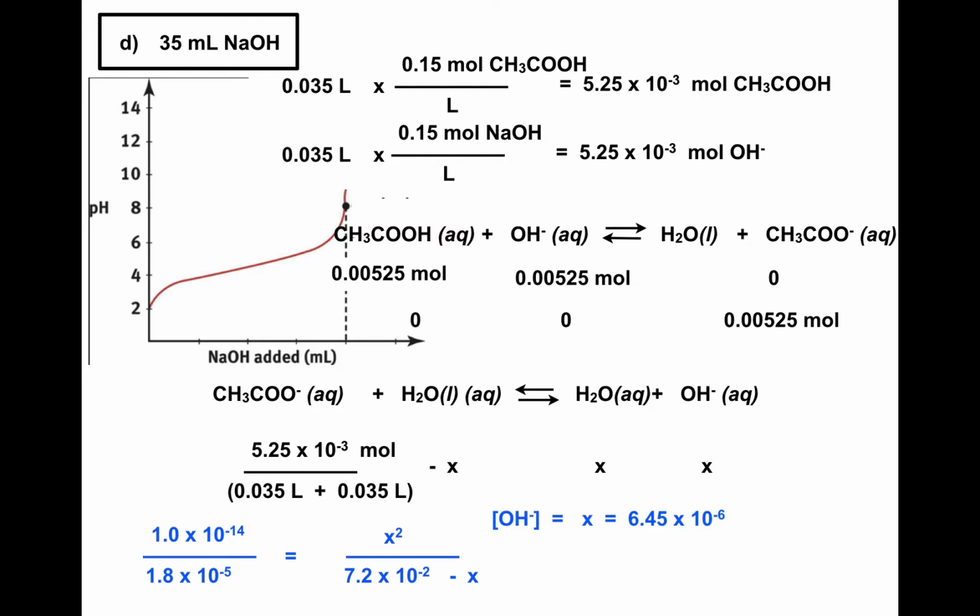X is the hydroxide concentration, right? Not the H plus concentration. So take the negative log and get the pOH, subtract from 14 and get the pH. And notice at the equivalence point, the pH is not a pH of 7 with a weak acid. It's higher. It's because we have conjugate base floating around, affecting the pH, producing hydroxide. All right, so we're at the equivalence point.